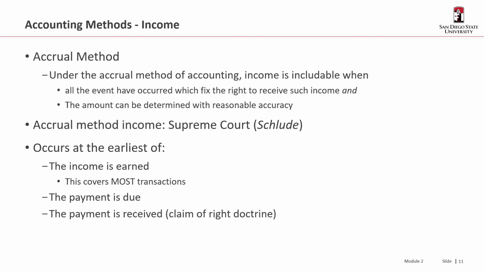So that's the earliest of the income is earned. Okay, well, this covers most transactions, and that's basically the way it works for book purposes, is when income is earned, you recognize it. The payment is due, or the payment is received. So the payment is received is a tough one to swallow, because that means if someone pays you in advance, whether you've completed the earnings process or not, under the all events test, you are required to record that income.